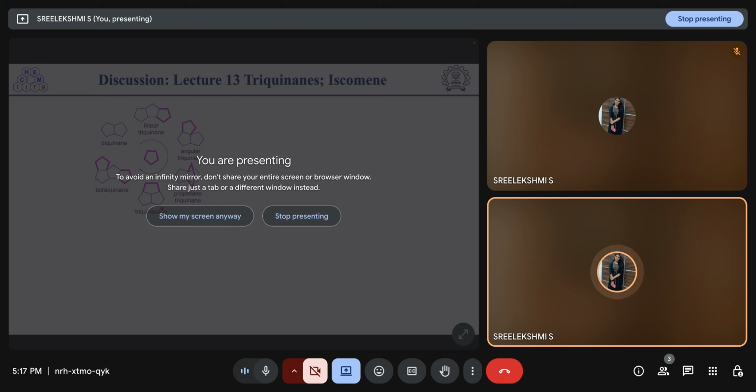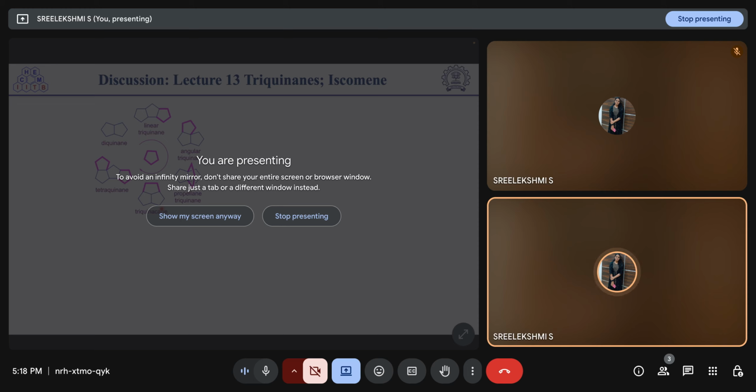Okay. Now, lecture 13 was about triquinanes, where we have seen the total synthesis of isocomene by the Pirrung and Fitjer groups, and we have also seen the application of intramolecular 2+2 cycloaddition reaction in the total synthesis of isocomene by Pirrung, and acid catalyzed cascade rearrangement in the total synthesis by Fitjer.